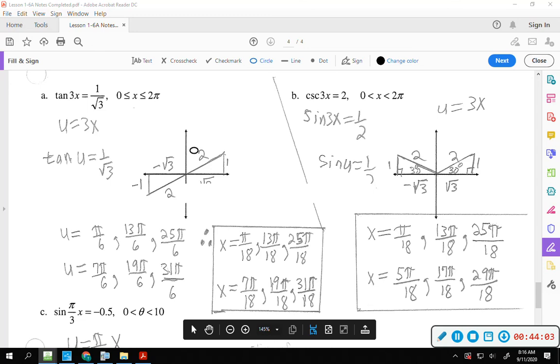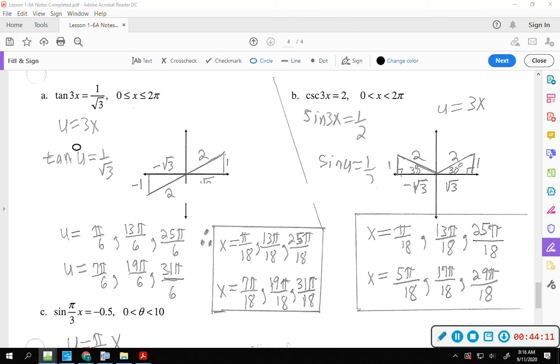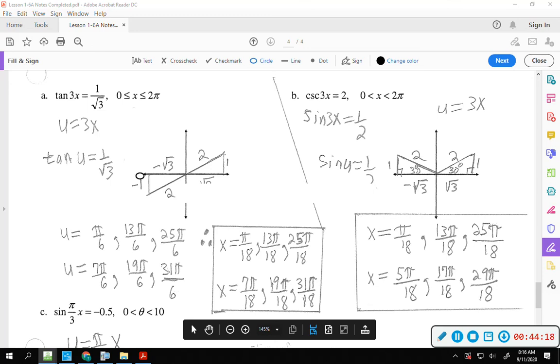So essentially you need to know this coefficient is going to tell us how many rotations we need to look at. And then once we solve for u, it tells us what we have to divide each one of these answers by, or just multiply by 1/3, the reciprocal of this. Multiply u by the reciprocal of whatever's being done to x.